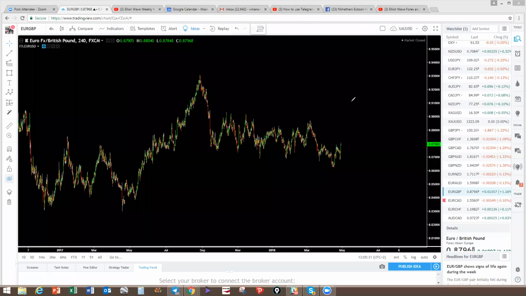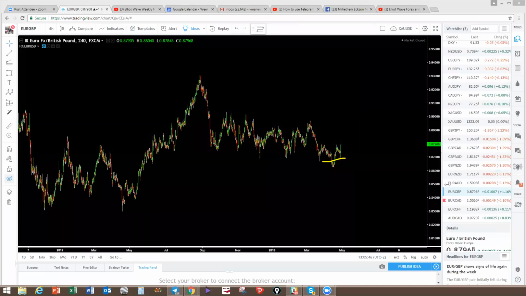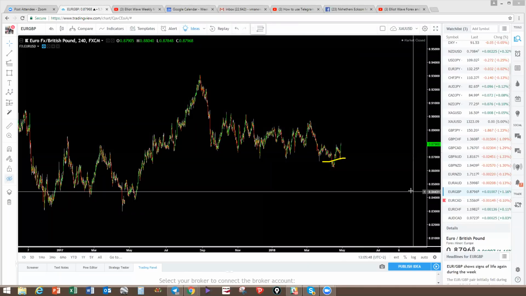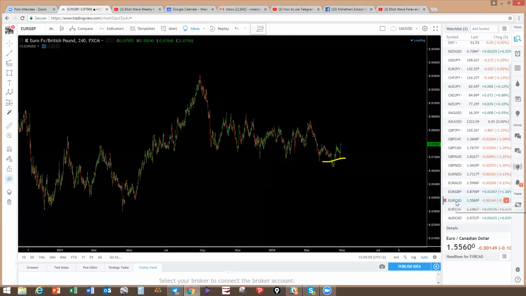Okay, if you're in this trade and you took it at the bottom, you want to move your stop to break even. Move your stop to break even or take half profits. Okay, so that's euro pound. EURCAD.